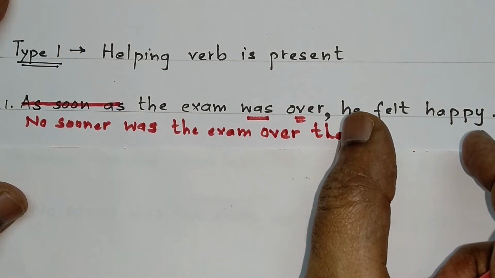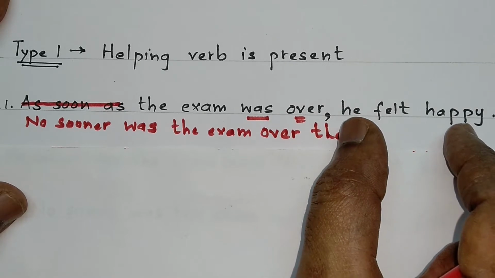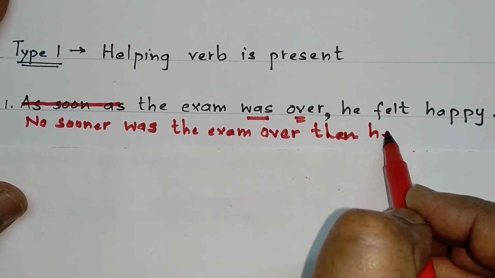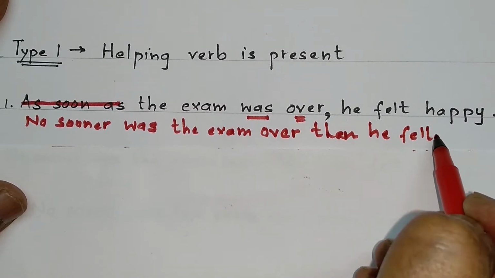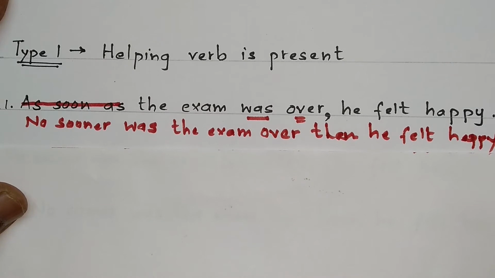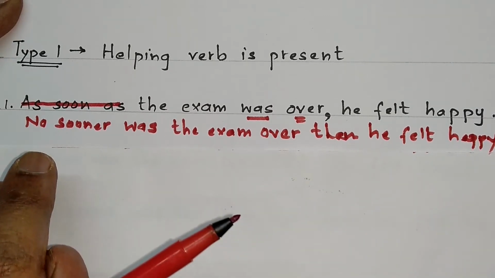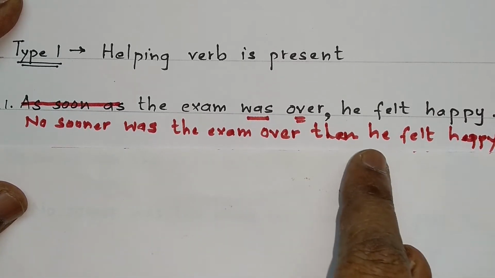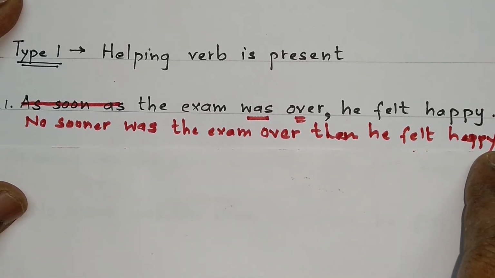After the comma, in the remaining part of the sentence, whatever is present, copy it the same. So here it is "he felt happy". So we'll copy the same: he felt happy. This is the answer: No sooner was the exam over than he felt happy.